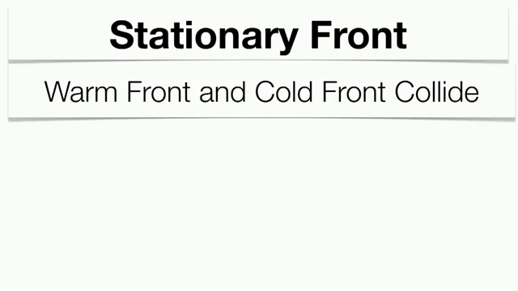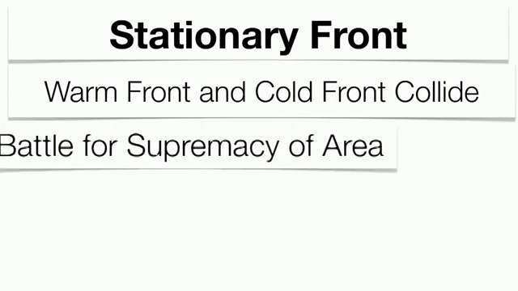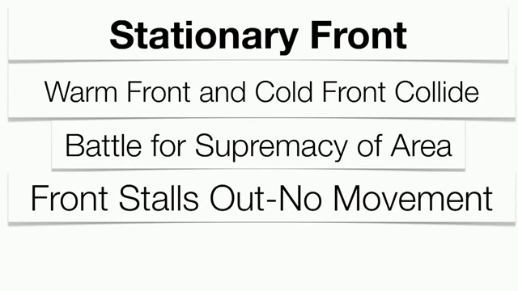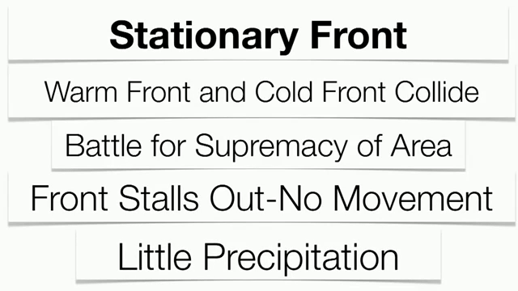The last type of front is what we call a stationary front. This is where a warm front and cold front collide together. They kind of battle for supremacy, so they stall out and don't move until one of the fronts weakens. You tend to get a little precipitation here because warm air does rise up a little bit, but they are battling for supremacy of the area.